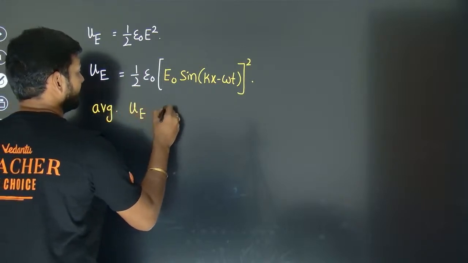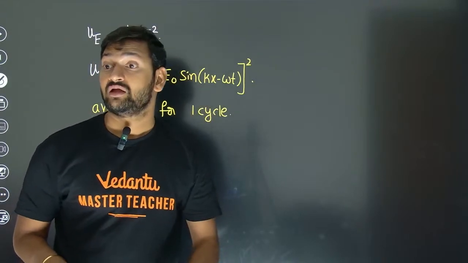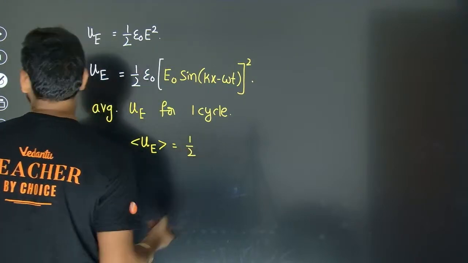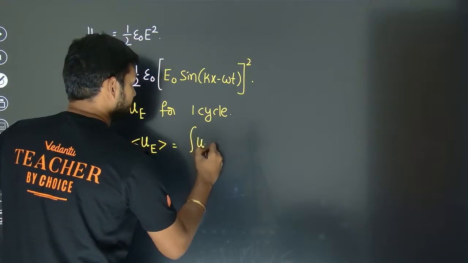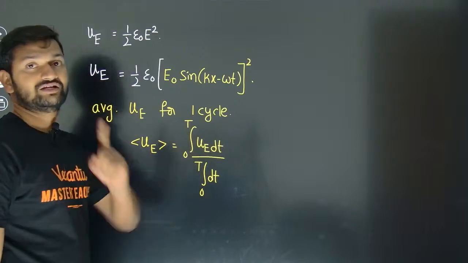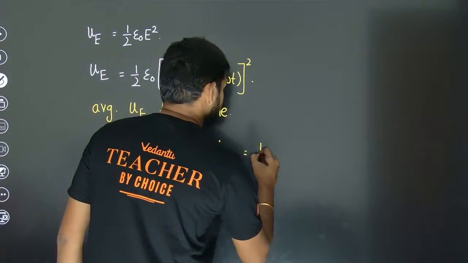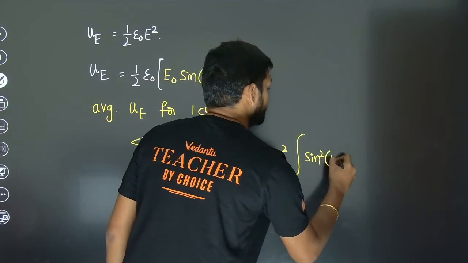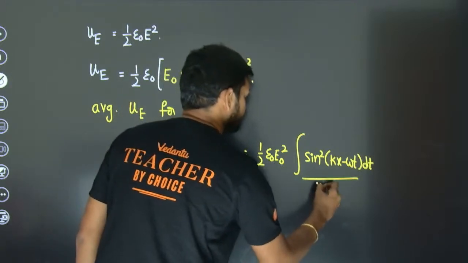So, average UE for one cycle. How much energy is stored in the form of electric field for one oscillation of electric field? Averages will be represented with a bar over UE. How to find the average of anything? It is integral UE dt by integral dt. For your kind information, we have to integrate from 0 to T, that is one cycle, one time period. As a result, half is a constant, epsilon naught is a constant, E naught is a constant, we can take them out. So half epsilon naught E naught square, integration of sine square of kx minus omega t dt by integral dt, from 0 to capital T.